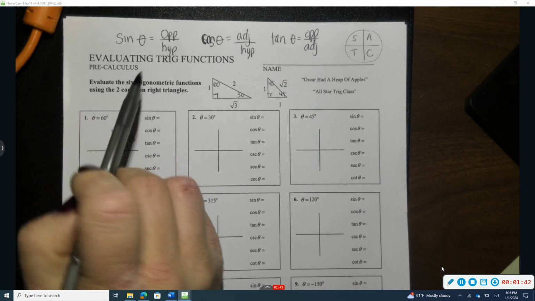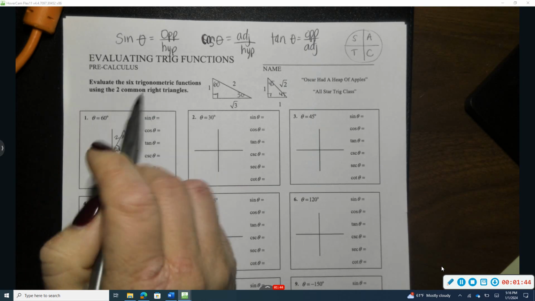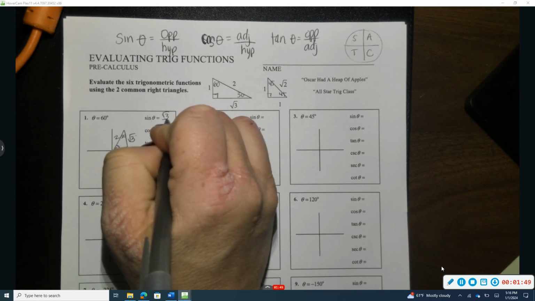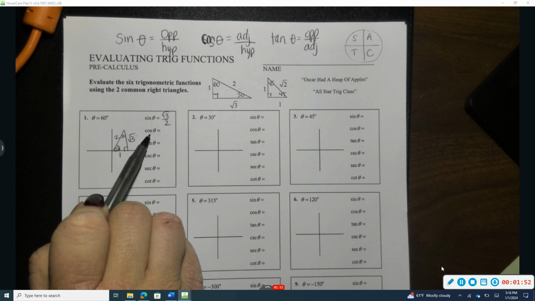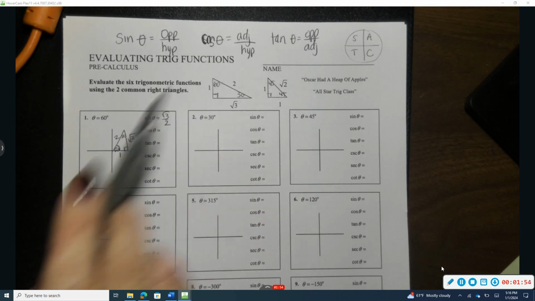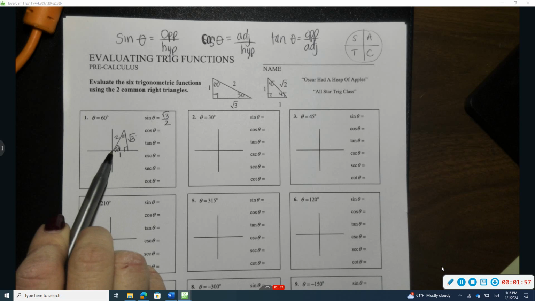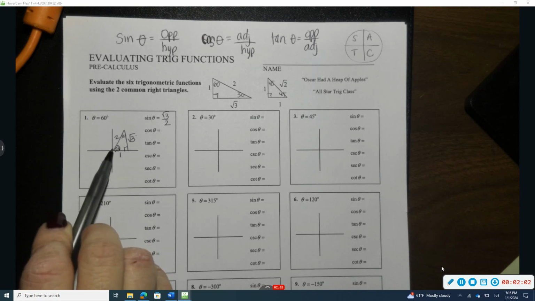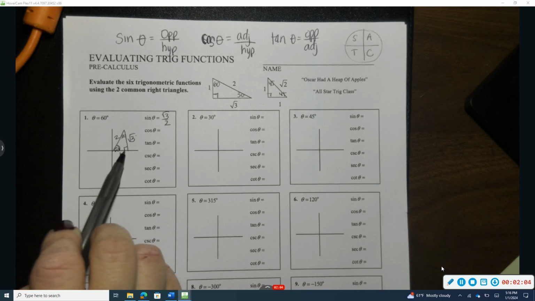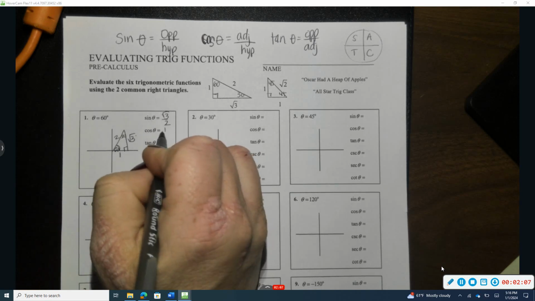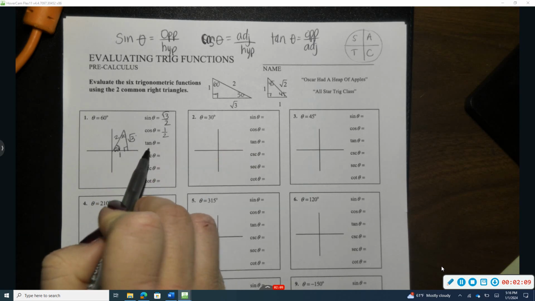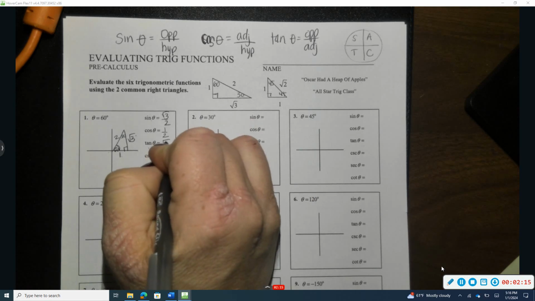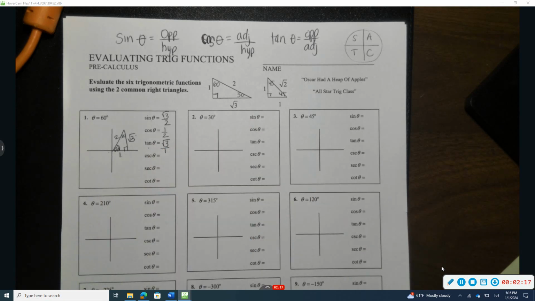So for sine, I want to go what's opposite of this interior angle. Opposite is radical 3 over 2. Now my cosine is going to be adjacent over hypotenuse. Adjacent of this angle means what helps create this angle. Only two sides help create this angle, and adjacent can never be the hypotenuse or the longest side. So adjacent is 1 over hypotenuse is 2. Now tangent is going to be opposite over adjacent. So opposite over adjacent would be radical 3 over 1, which is radical 3.